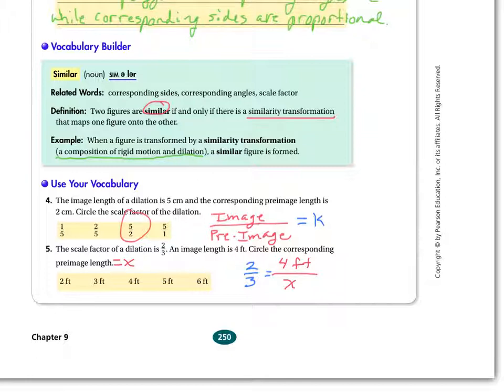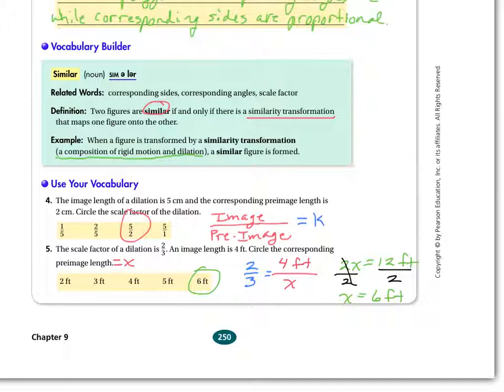And so we've created a proportion. We're just going to cross multiply and solve. If I cross multiply, I get 2 times x is 2x, and 3 times 4 is 12 feet. Then divide by 2. What does x equal? 6 feet. So our pre-image has a length of 6 feet. That's what you're really going to be looking to do today, setting up proportions for problems like those.